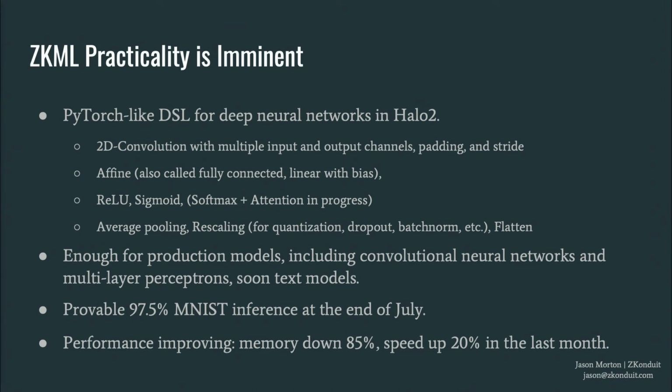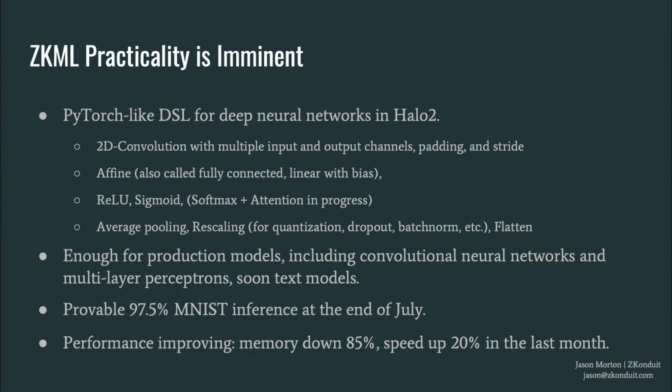And when does it happen? It is basically happening right now. So what we've built is a PyTorch-like DSL for deep neural networks. It's built in Halo 2. It has convolution, all the usual layers you'd expect. Some of them are still in progress. It's enough to build production models in: multi-layer perceptrons, convolutional neural networks. We're working on attention models right now.